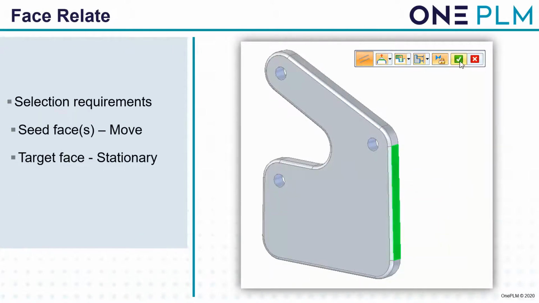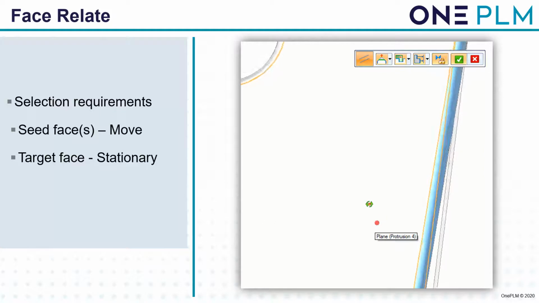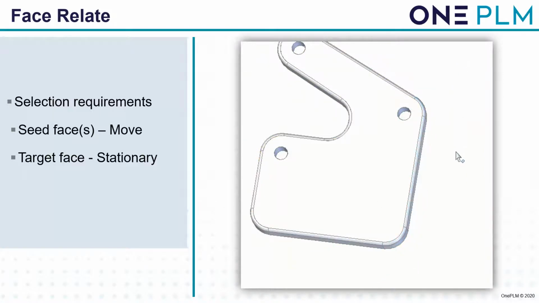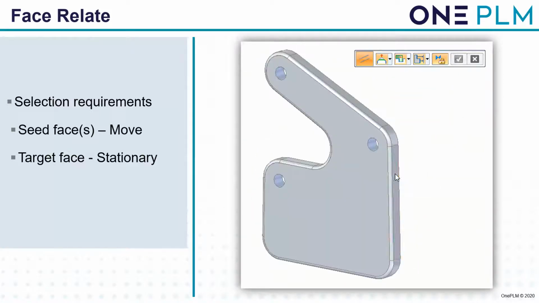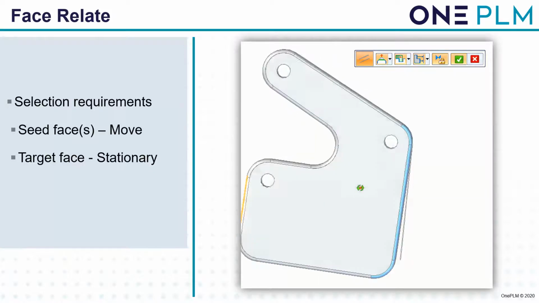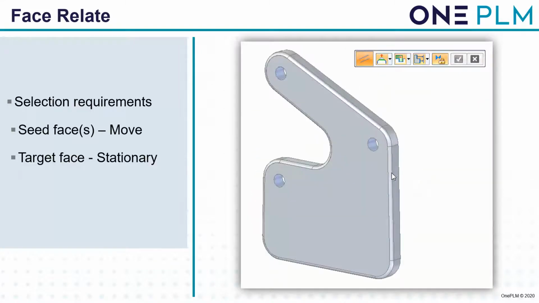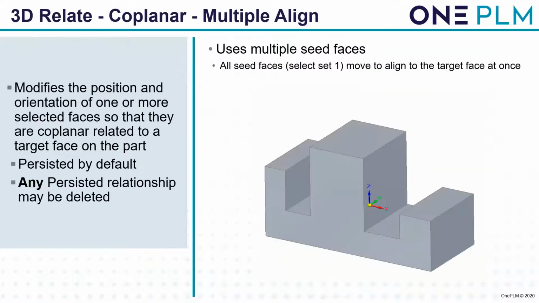So when we do a face relate, we select the seed face, accept, and then select the stationary face. In this example of a parallel, we select the face that we want to become parallel, accept, and then select the face that we want it to be parallel to. Notice we get a little ghosted option of where it used to be, so we can clearly see that it has moved. So let's have a look at some of the options on here.